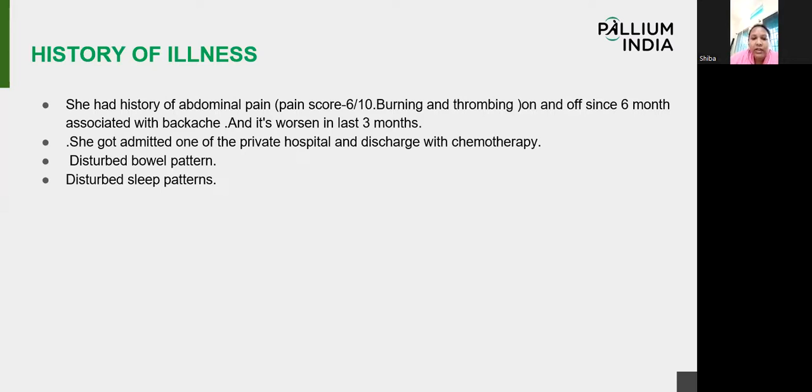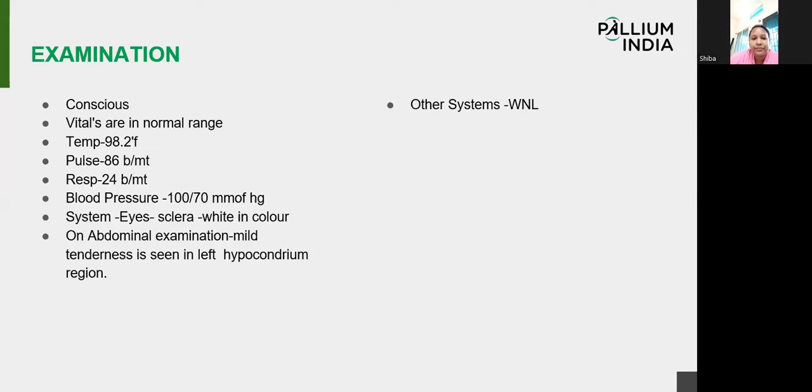She got admitted to a private hospital and was discharged with chemotherapy. Her bowel pattern was disturbed, and she had a disturbed sleep pattern. On examination, she was conscious, vitals were in normal range: temperature 98.2, pulse rate 86 beats per minute, respiration 24 per minute, and blood pressure 100 by 70 mm of Hg. In the eyes, sclera is white in color. On abdominal examination, mild tenderness is seen in the left hypochondrium region, and other systems are nil.